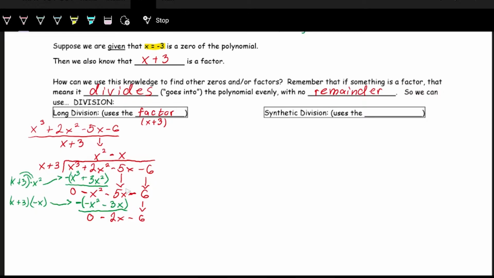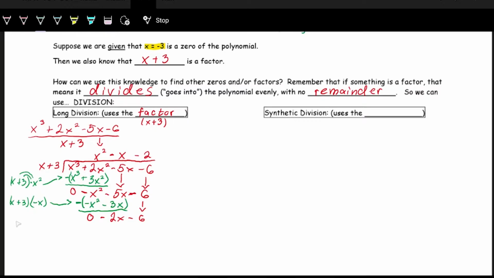So we're almost to the end. Now we just have to do it one more time to see how many times x plus 3 goes into negative 2x minus 6. Well, to get to negative 2x from x, you multiply by negative 2. So this is negative 2 out here.